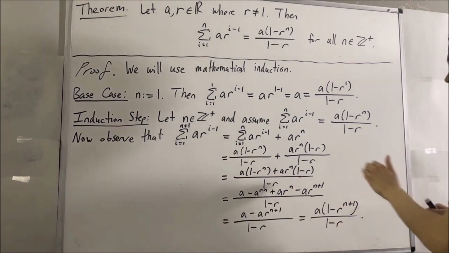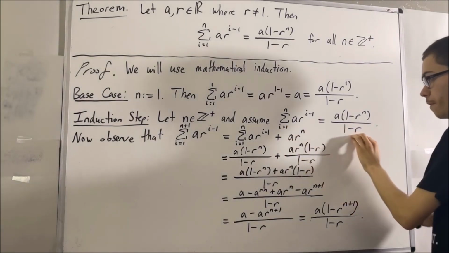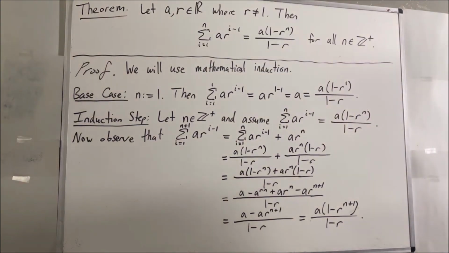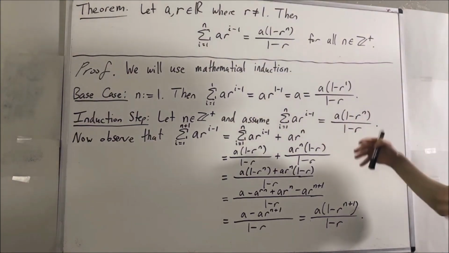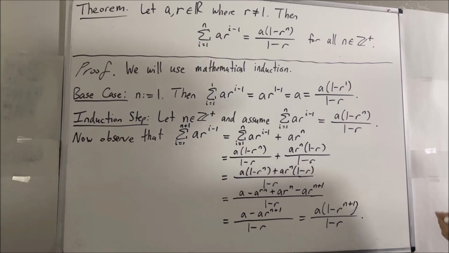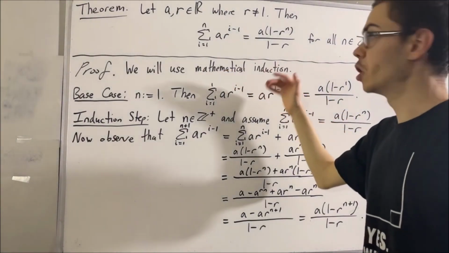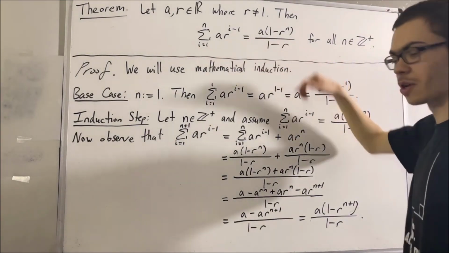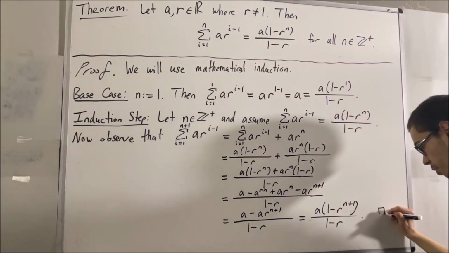So what we've shown here is that this is also true if instead of n, we have n plus 1, which is exactly what we wanted to prove. So this completes the induction step. And so we've completed all parts of the induction, which means we have proven for all positive integers n that this is true. So this completes the proof.